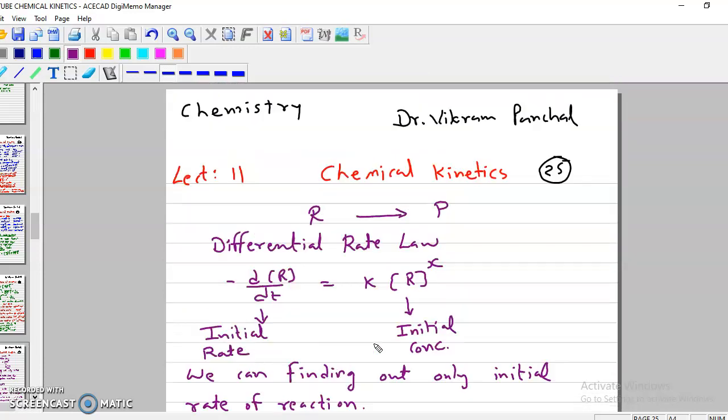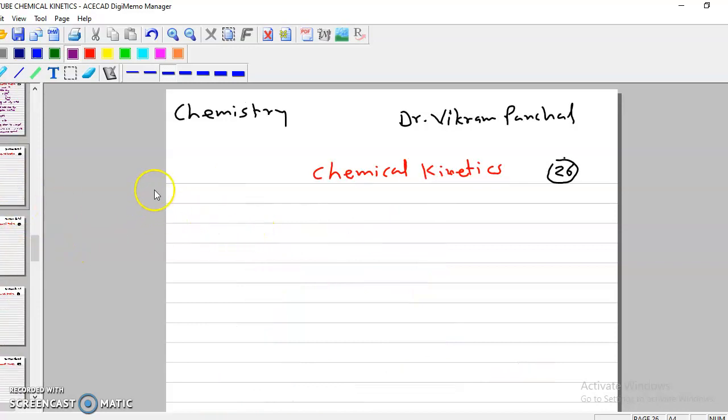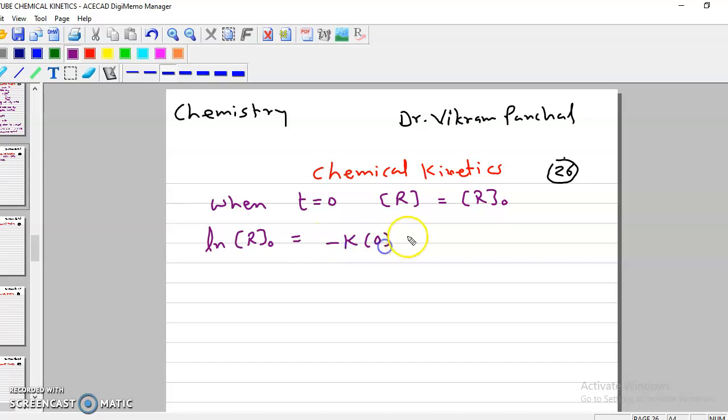Okay, so for the initial condition, in that case, when t is equal to 0, the concentration of R is considered as the initial concentration, so R0. Okay, and for that we put ln R0 is equal to minus k into the value of t, which is 0, plus C. Therefore, C becomes ln R0, because k into 0 will be 0. So C is equal to ln R0.